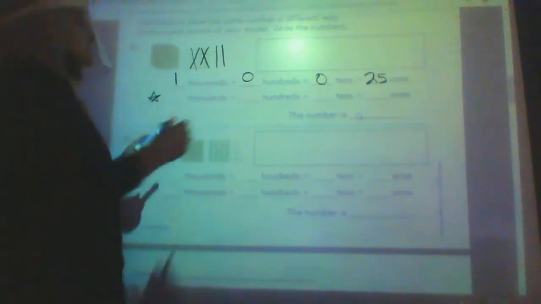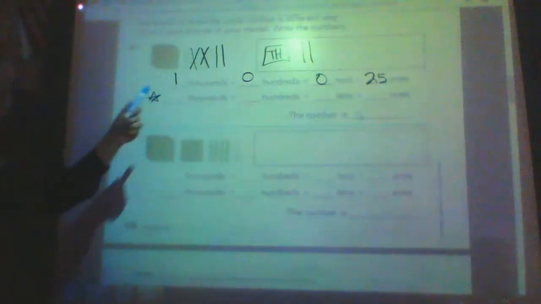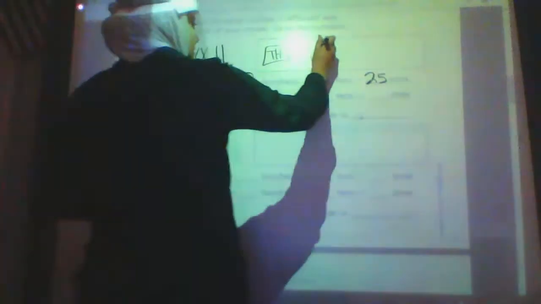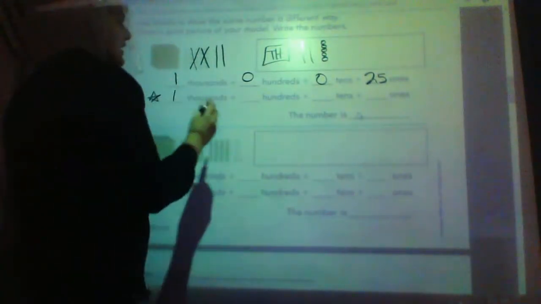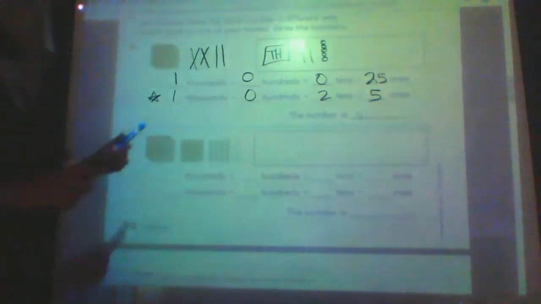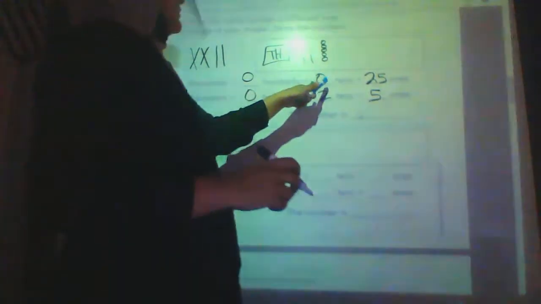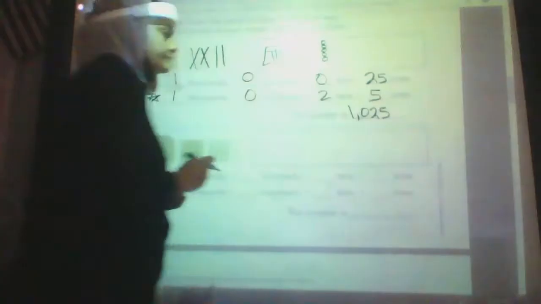So now my new picture is still going to be 1,000. I didn't touch that. That's the same. And now I have 2 10s. And how many ones, class? 5 ones. 1, 2, 3, 4, 5. So I have 1,000. I have 0 hundreds. I have 2 10s. And I have 5 ones. So my number is still the same. 1, 0, 2, 5. So my number is 1,025. Yeah, it's still the same either way.